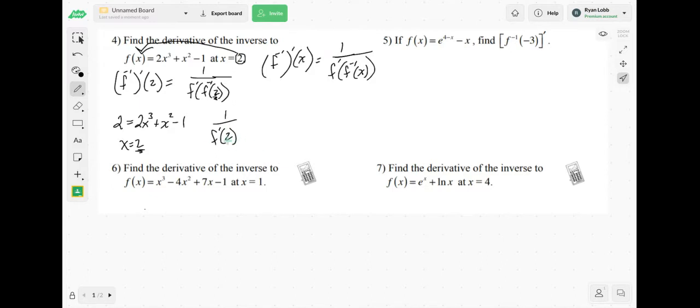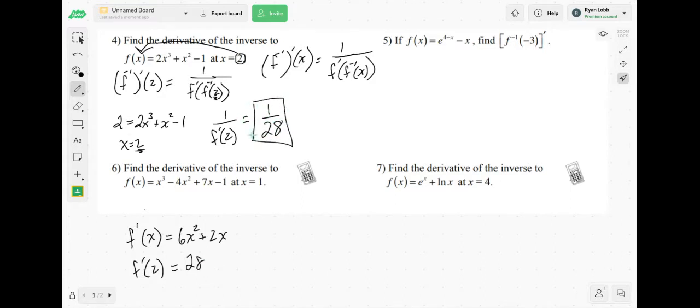And now this we can find easily enough, because we know that function f, 2x cubed plus x squared minus 1, we can find that derivative easily enough. So what is that derivative? It's getting a little messy here, so let's jump down here. f prime of x is 6x squared plus 2x, in which case f prime of 2 is equal to 6 times 2 squared, 4 times 6, 24, plus 4 is 28. So then I get 1/28. So f inverse prime of 2 is 1/28.